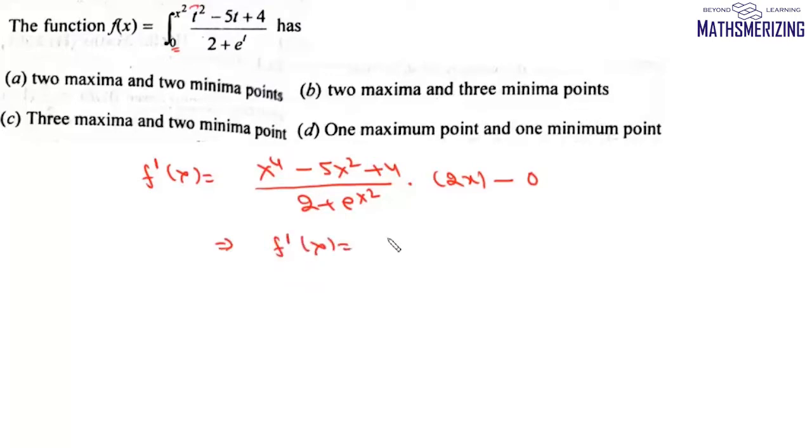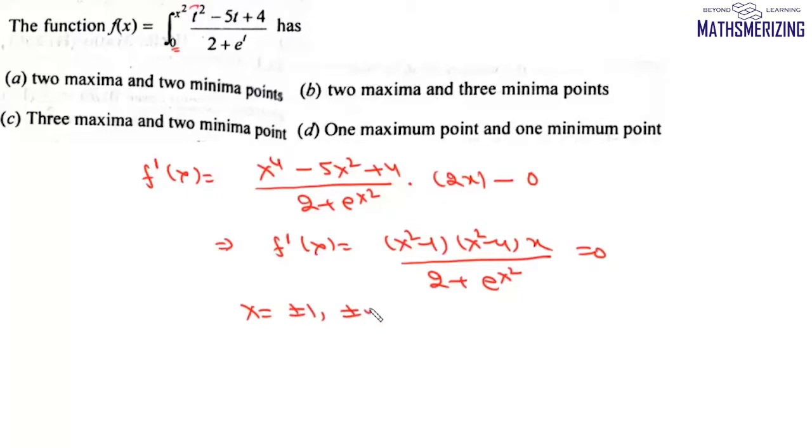So we can write f'(x) equals, now we can factorize it, and we can write this as (x^2 - 1)(x^2 - 4) into x upon 2 + e^(x^2). Now if we put it equal to 0, we'll get 5 critical points: x equals plus or minus 1, plus or minus 2, and 0. So we'll put it on a number line. So this is -2, -1, 0, 1 and 2.